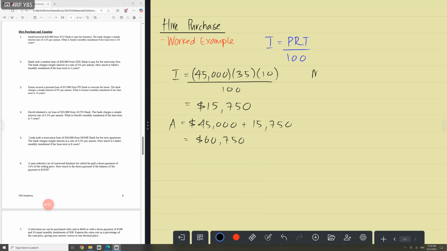So her monthly installment is equal to 60,750 divided by 10 years multiplied by 12, because in each year there are 12 months, right? So 60,750 divided by 120 months, and that amounts to $506.25. Okay, so every month she has to pay $506.25 to repay her loan.